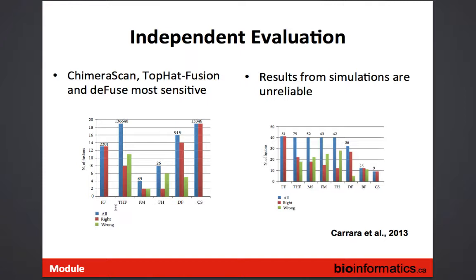So based on some evaluations, ChimeraScan, TopHat-Fusion, and deFuse are among the top most sensitive ones, and we're going to run all three of those in the lab. deFuse is my own creation. And the other thing I would mention is that results from simulations are not really very reliable at distinguishing these tools' performance in real data.